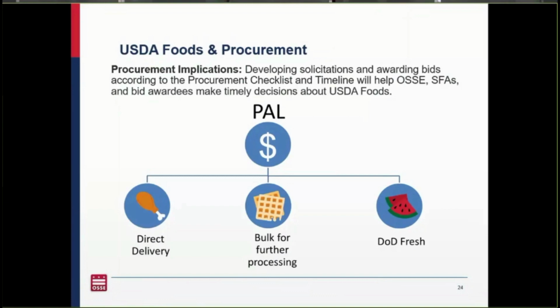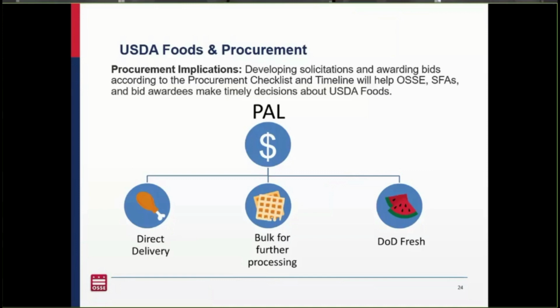I want to point out just a couple of things about bulk for further processing. So like all of our other procurement processes, we need to be sure that we are doing proper procurement for our processors. So if you're working with a distributor who is going to receive your Tyson chicken or Jennie-O turkey or whatever other processor you are working with, that should be included in your bid language.